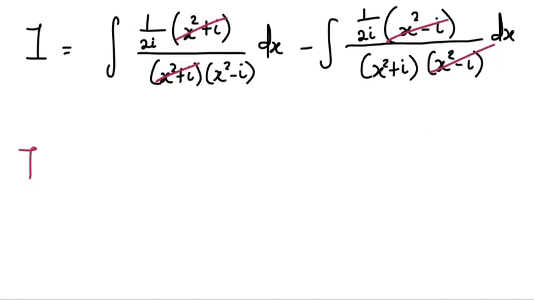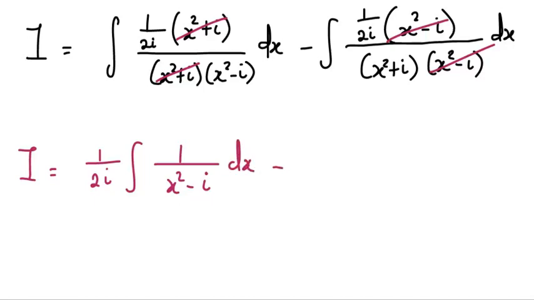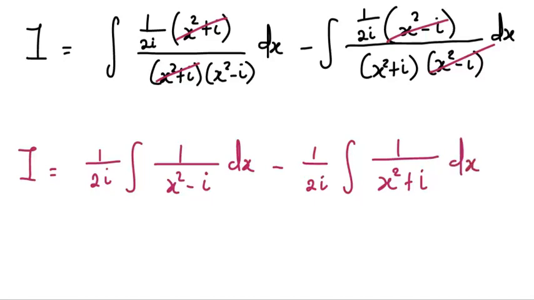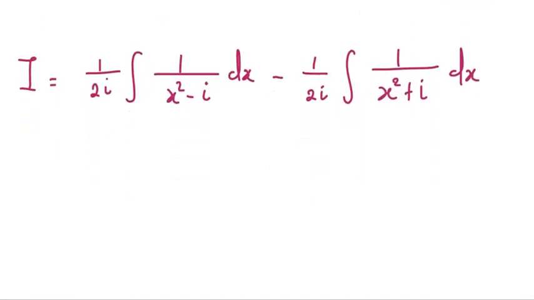So therefore our I is going to be equal to 1 divided by 2i outside. Then we have to integrate 1 divided by x squared minus i dx. Again, minus 1 over 2i outside. We have to integrate 1 divided by x squared plus i, and then we have our dx. Now we want these integrals to look similar to these standard integrals.